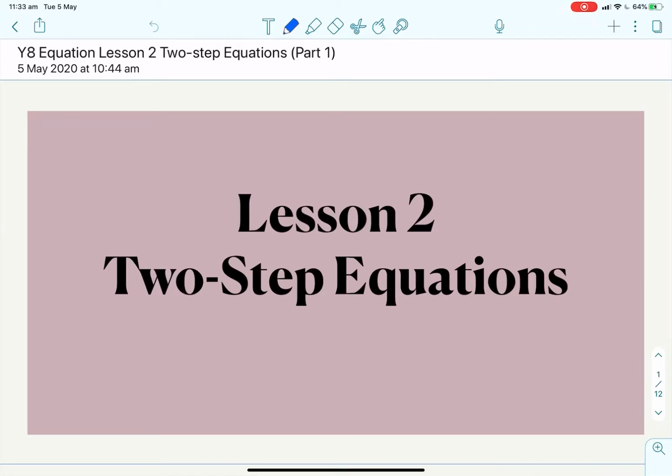Two-step equations are kind of difficult, so I'm going to divide this topic into two lessons. I will have a part one and also a part two. Lesson two is part one, and lesson three is part two. Okay, so let's go into the basics first.